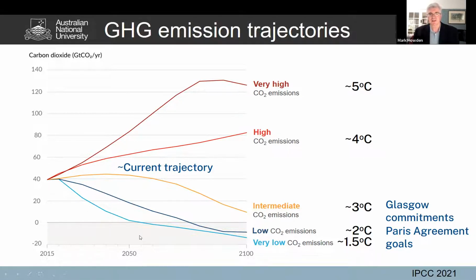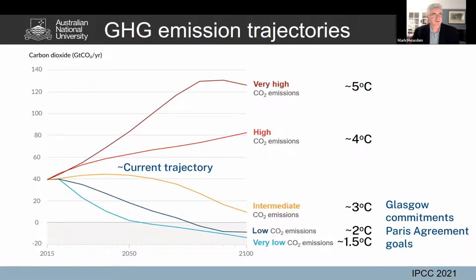Now you'll notice from this graph that if we want to meet the Paris Agreement commitment of 1.5 degrees, we effectively have to go net zero by 2050. If it's 2 degrees, it's net zero by 2070. And in both cases, that's not the end of the journey. We have to keep going. We have to actually go below net zero. We have to suck carbon dioxide out of the atmosphere.